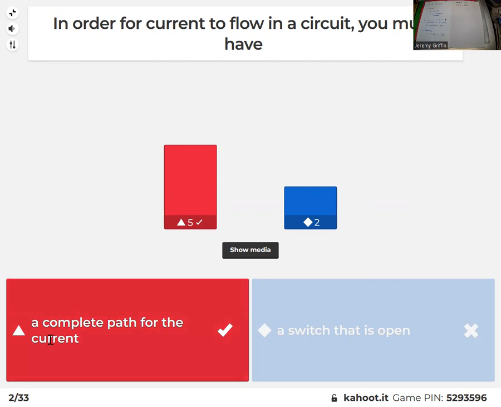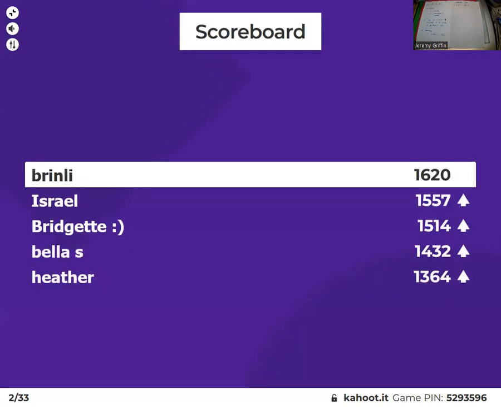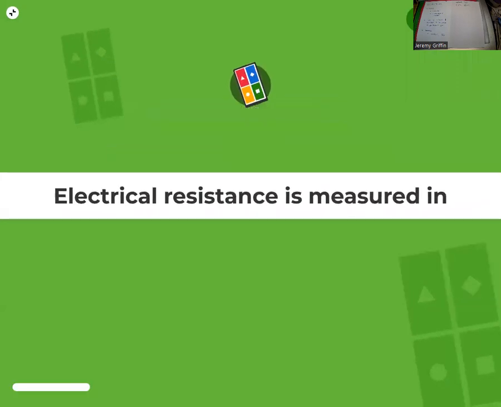Yeah, so a complete path for the circuit, that's also called a closed circuit, right? An open circuit, like if you hit the off switch, would break open the circuit and the current can't flow. Okay, so you need a complete path from the voltage source through the resistor back to the voltage source, right? And that would be a closed circuit.